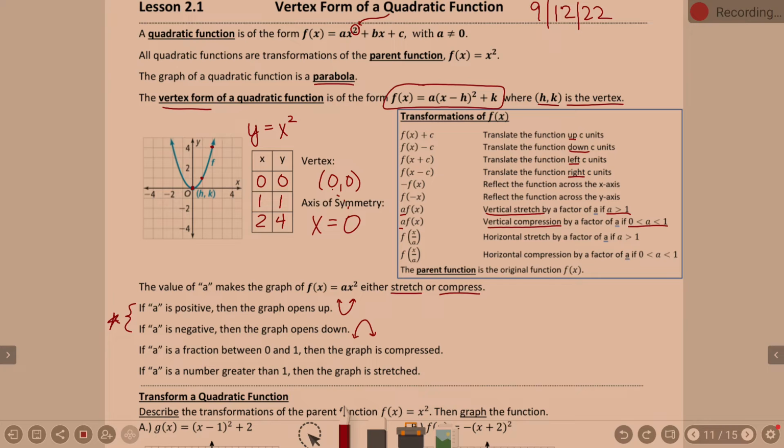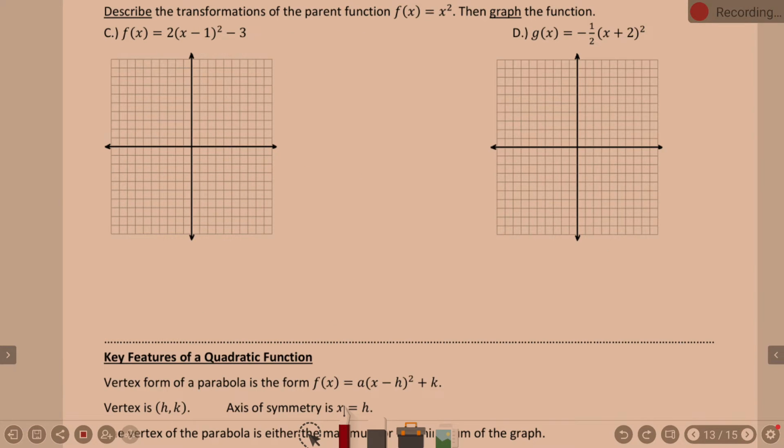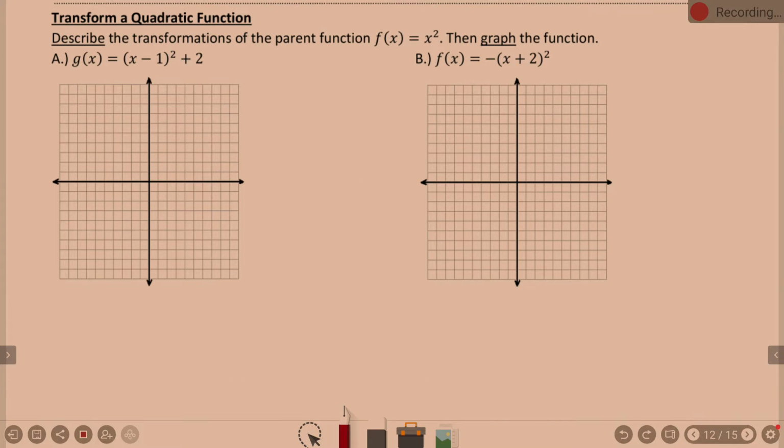Ready to graph some of these? Yes. Or how about this? Ready or not? Here we go. You may not be ready, but we're going to go for it. Oops, too far. Okay, I have 2 examples here, and then 2 examples on the back side. But some basic graphing.